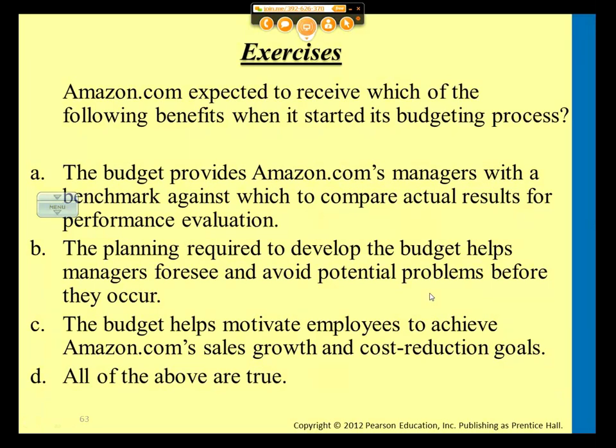Okay, so let's look at the example of Amazon. Amazon.com expected to receive which of the following benefits when it started its budgeting process? A: the budgeting provides Amazon.com managers with a benchmark against which to compare actual results for performance evaluation. B: the planning requires developing the budget, which helps managers to foresee and avoid potential problems before they occur. C: the budget helps to motivate employees to achieve Amazon.com sales goals and cost reduction goals. So which one do you think it is? Why do you think it's all of the above?